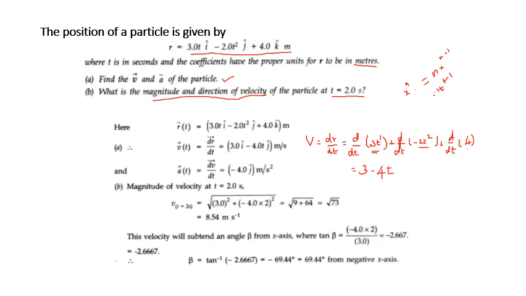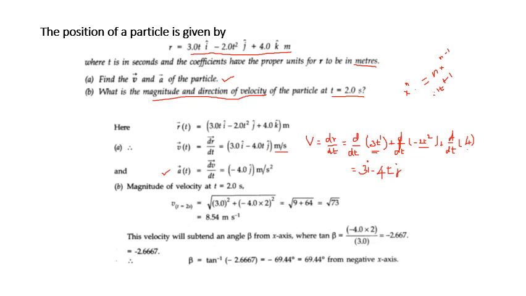So v of t is equal to 3i minus 4t j meter per second. We have vectors here, right? We differentiated the position vector with respect to time, and the unit of time is second. So this is your velocity vector. And to find acceleration, again you have to differentiate velocity with respect to time.